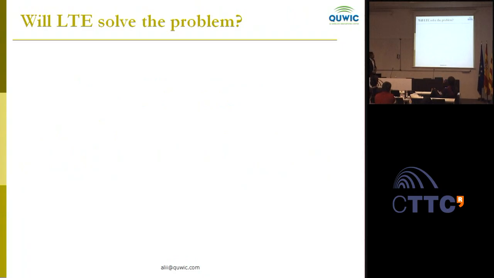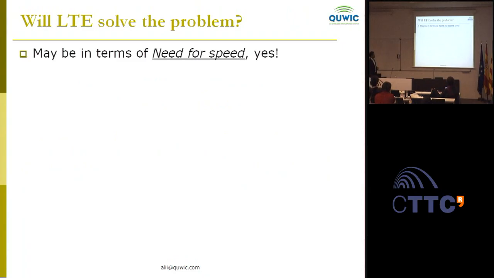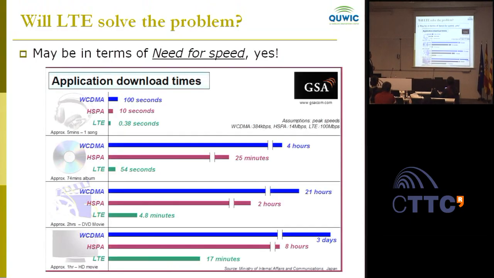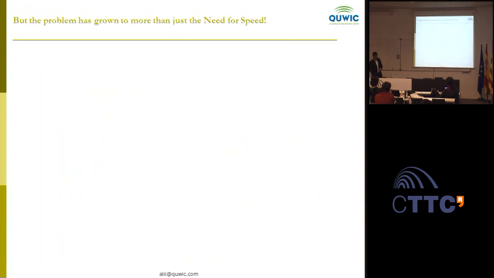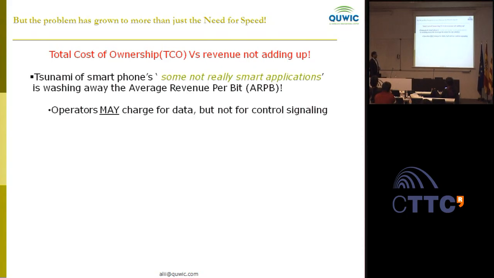So yes, that's why LTE is there. Will LTE help us? Yes, if we want to play the need for speed, it will help us. In terms of speed, we would perhaps be able to meet user requirements for a few more years, and we won't have many complaints. But the problem is much beyond the need for speed only. The problem is actually that total cost of ownership is not adding up with the revenue. A well-known fact, but sometimes the reason behind it is neglected.